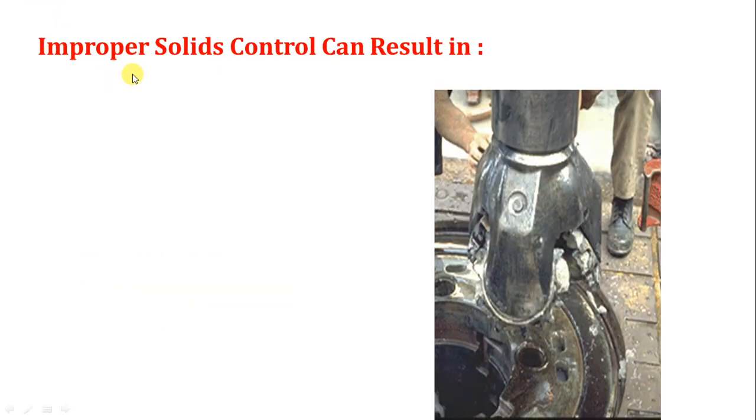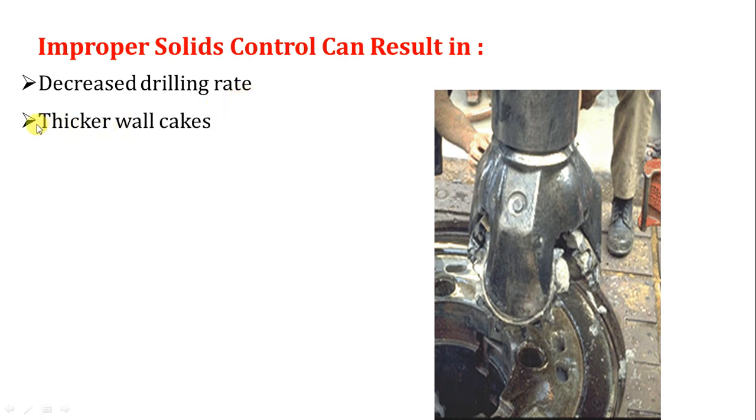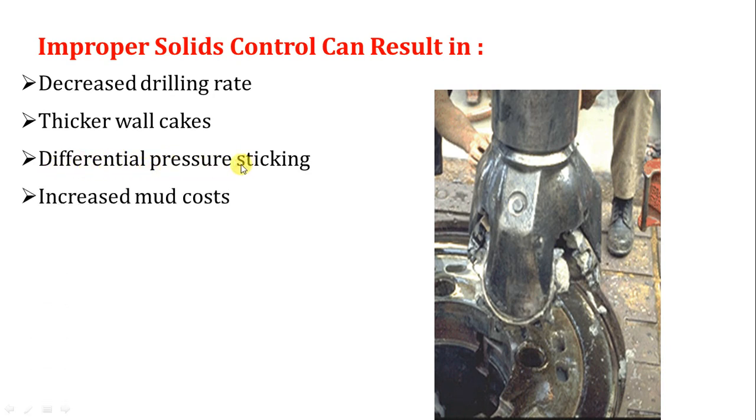If there is improper solid control or improper solids analysis, for example, what will be the result? It will result in, number one, a decreased drilling rate due to the low penetration rate. Number two, thicker wall cakes, or thick filter cake. Number three, differential pressure sticking. There will be high differential pressure sticking. Number four, increased mud costs, as I told you, in order to keep the solids in its range, or in a low range.